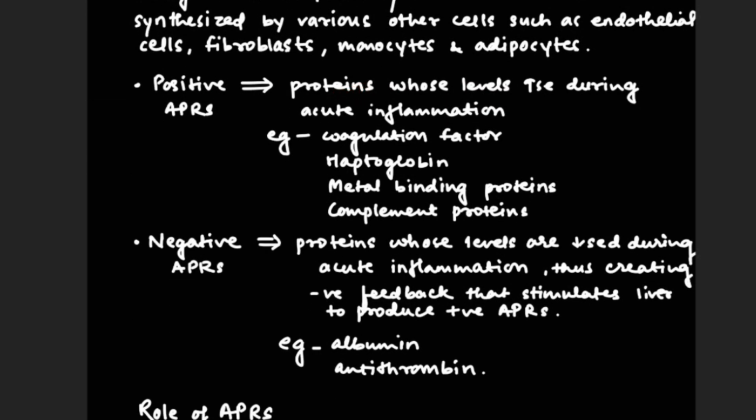Positive APRs are the proteins whose level increases due to acute inflammation. Examples are coagulation factors, haptoglobin, metal binding proteins and complement proteins. The next are negative APRs. These are the proteins whose level gets decreased during acute inflammation. Examples are albumin and antithrombin.